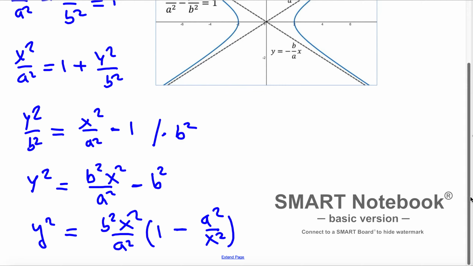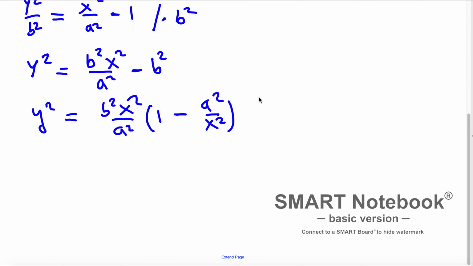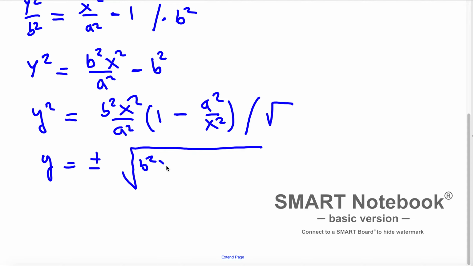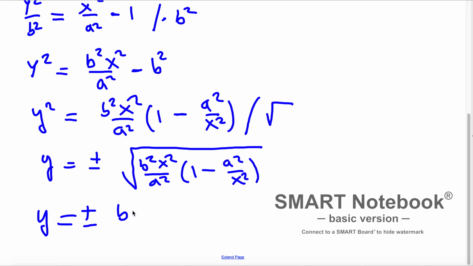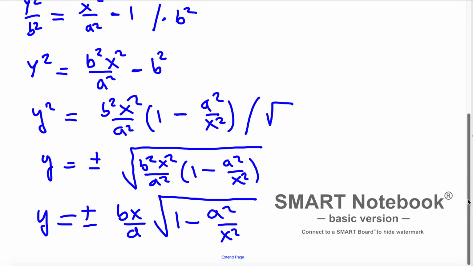But because we have to solve for y, let's take the square root on both sides. If we take the square root on both sides, y is going to be equal to plus minus the square root of b squared x squared over a squared times 1 minus a squared over x squared. So that's what we get. Because part of it is a perfect square, we can release it from the square root, and y is going to be plus minus b times x over a, and everything else remains just this part, the square root of 1 minus a squared over x squared.